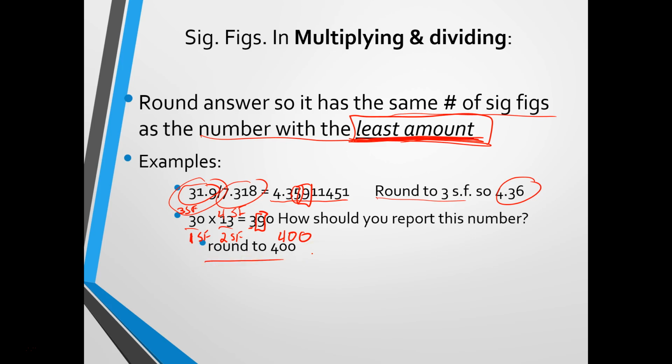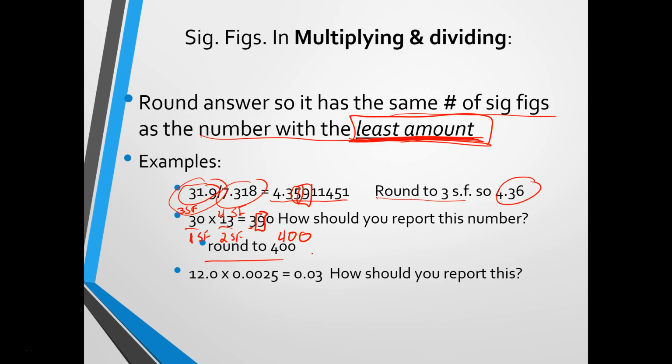And we were right, we rounded to 400. One more example. Let's say we have 12 times 0.0025. Well, if we plug that into our calculator, we get 0.03. Very nice. I like that number.